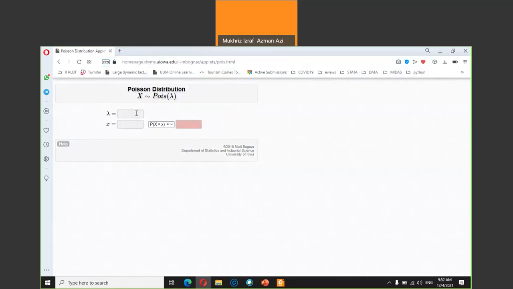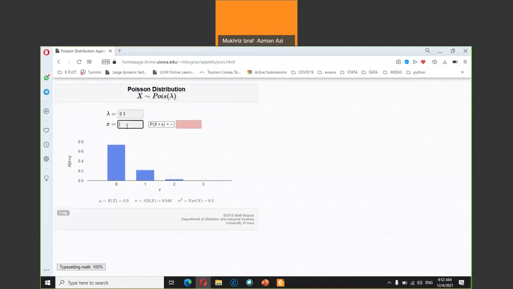Okay, so here you have the lambda, which is the mean value. x equals the value of x that you want to calculate. So just now, let's say our mu is 0.3, right? And we want to calculate, for example, P(x = 0). So here you can get it directly.